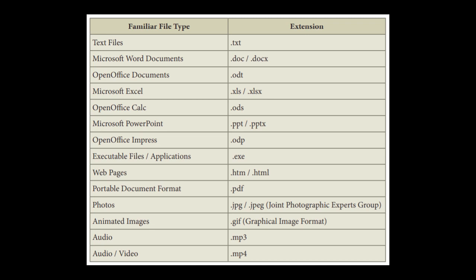JPEG means Joint Photographic Experts Group, right? Animated images means .gif. What is the expansion of GIF? Graphics Interchange Format. Okay. And for audio, it is .mp3. Video means it will be in .mp4, right?